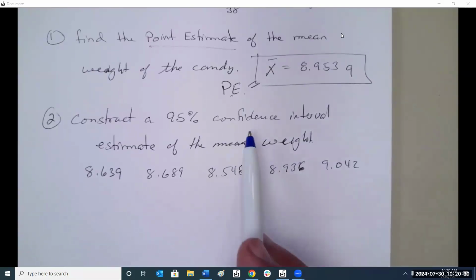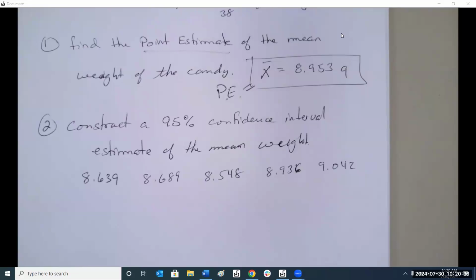Now, the second one says construct a confidence interval. Remember our conditions that we have to have. What are the conditions? They have to be independent, each event. So in other words, when you take one candy, is that going to affect the weight of the next candy? No, it's independent. So each candy has its own weight. Are they random? Yeah, you open the bag, you take one, you don't know what's inside the package. It's just candy.